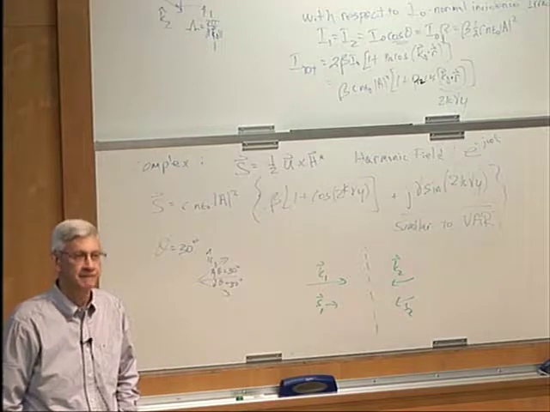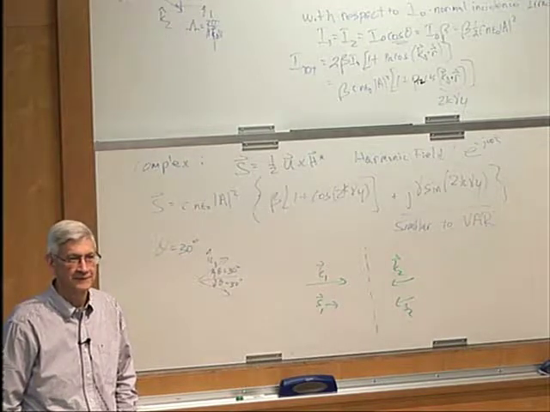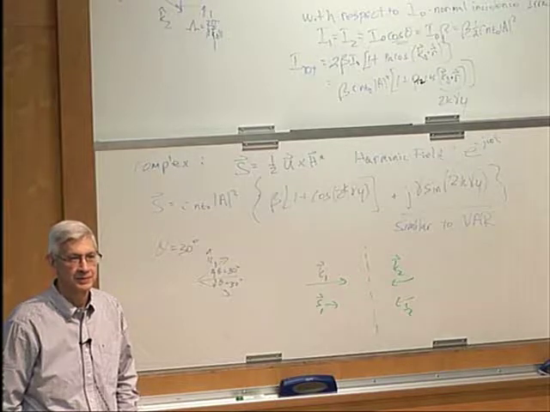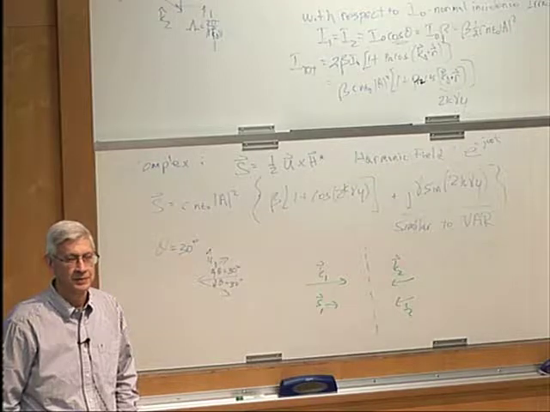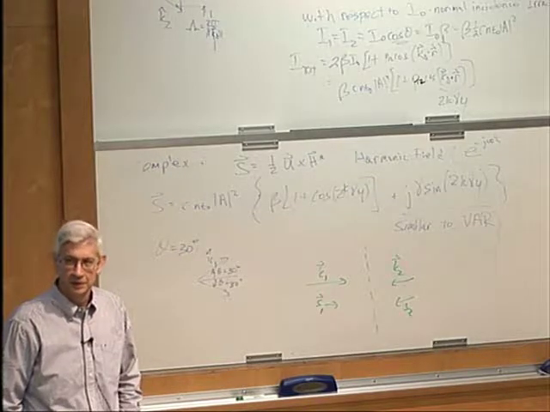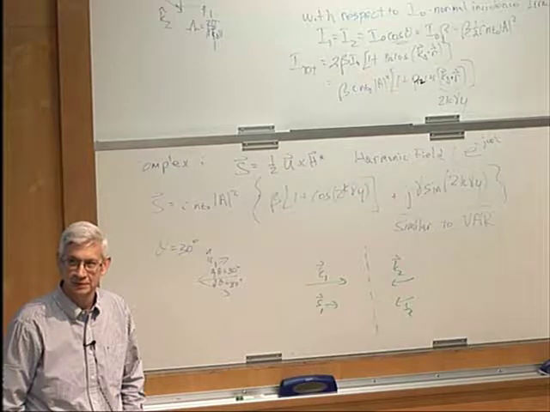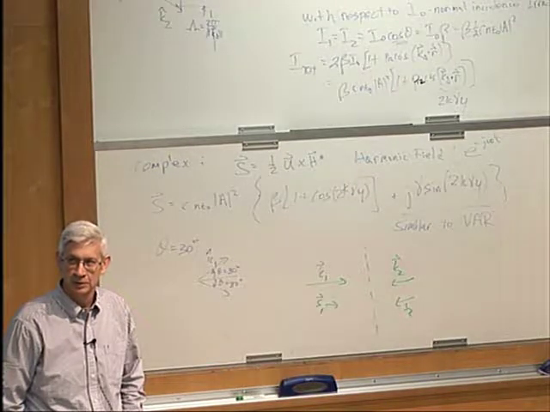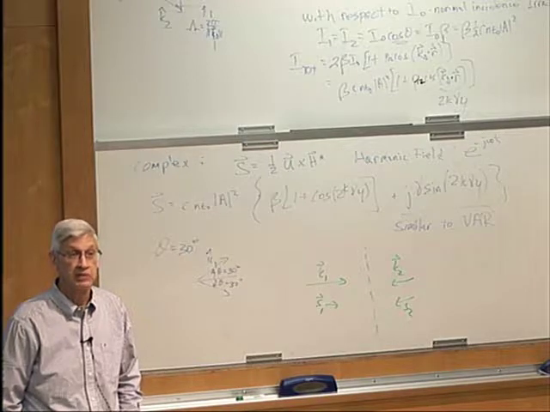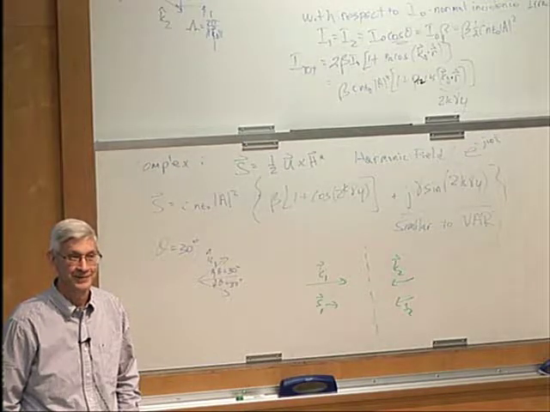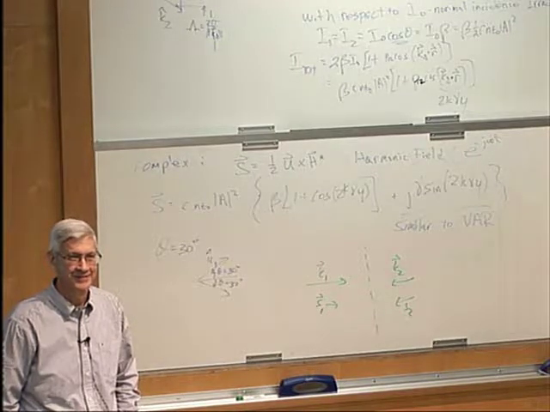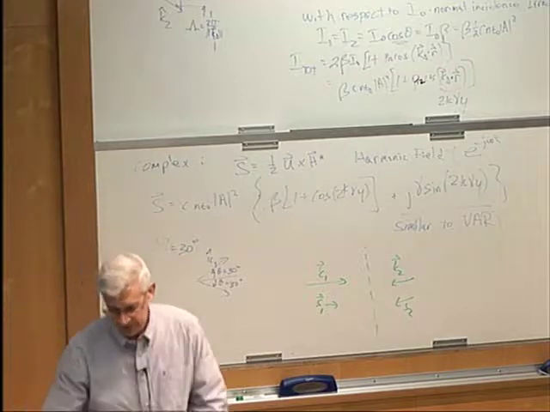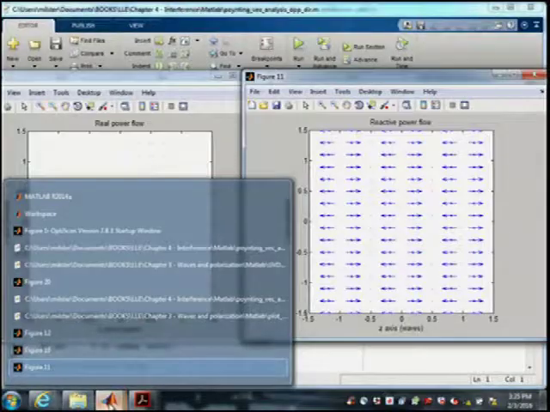Okay, anything else? Yeah. If you had two waves that did not have the same wavelength, you would have a real power flow as well as a similar irradiance distribution to what you got here. So you would have a traveling standing wave. Actually, we can show something about that.